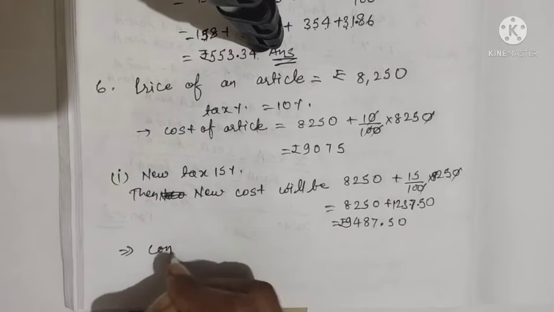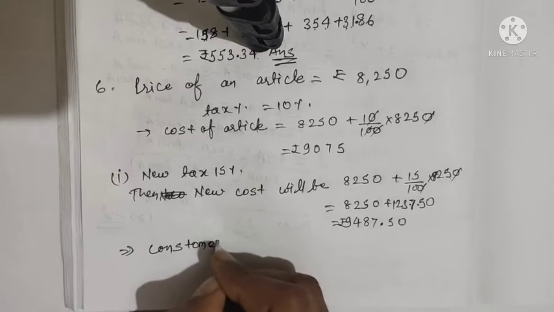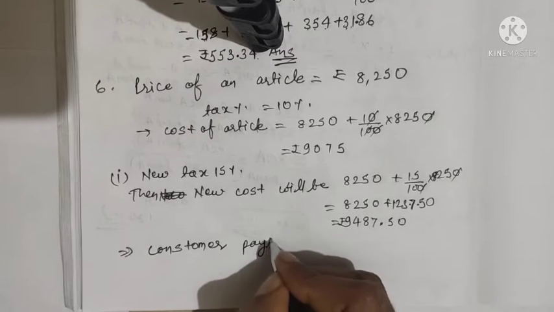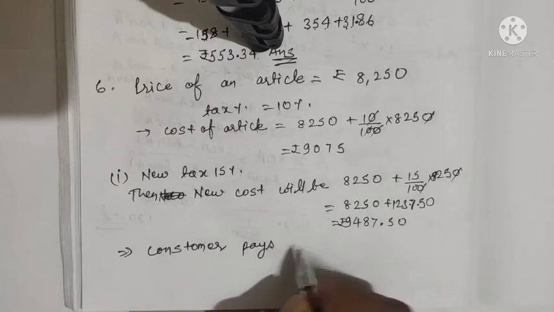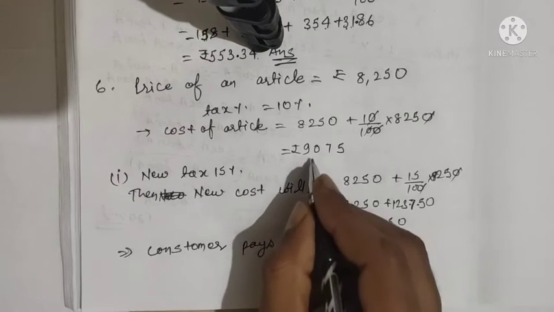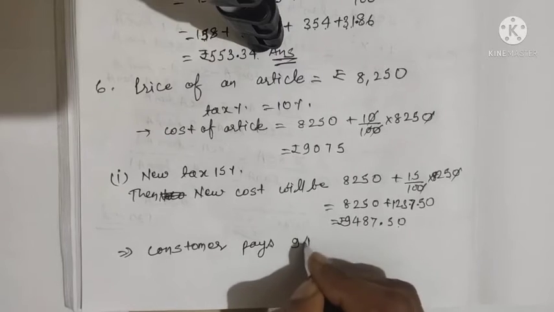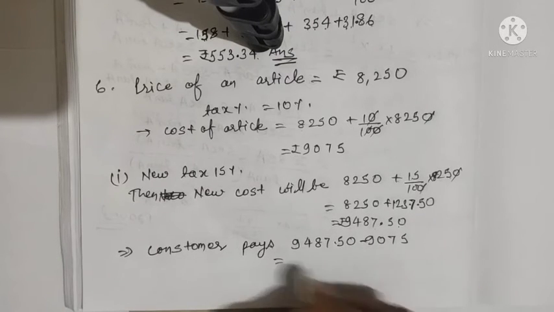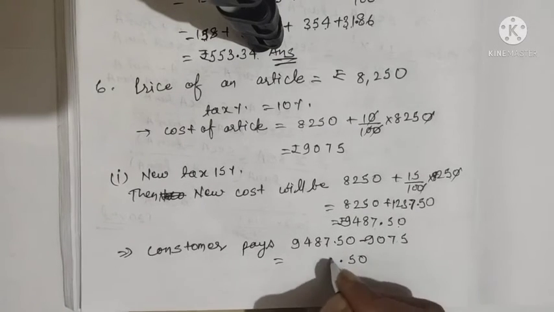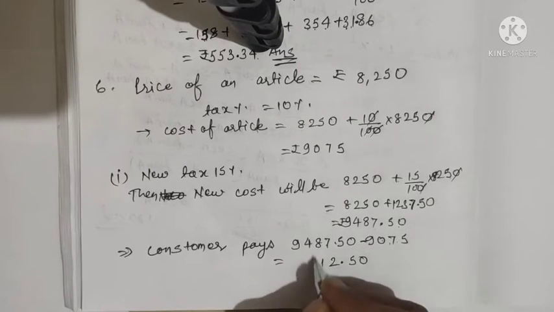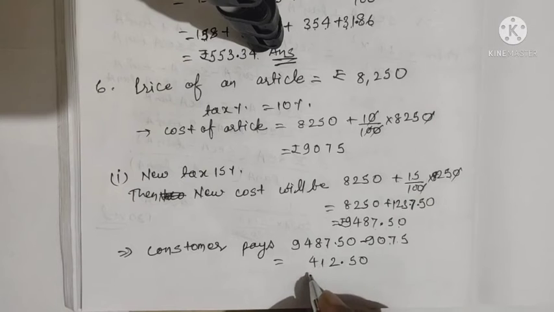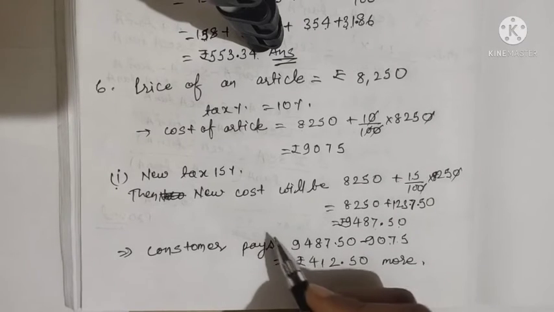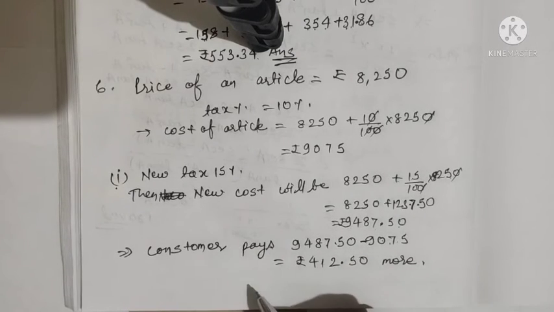That implies the customer pays 9487.50 minus 9075. 9487.50 minus 9075 will be equal to 0.50, 7 minus 5 is 2, 8 minus 7 is 1, 4 minus 0 is 4, 9 minus 0 is 9, 9 minus 9 is 0, so it will be rupees 412.50 more. Now find the solution of all remaining questions in the similar way.